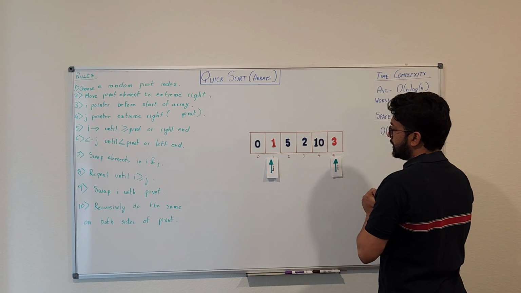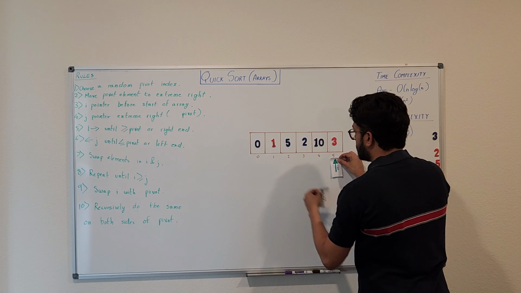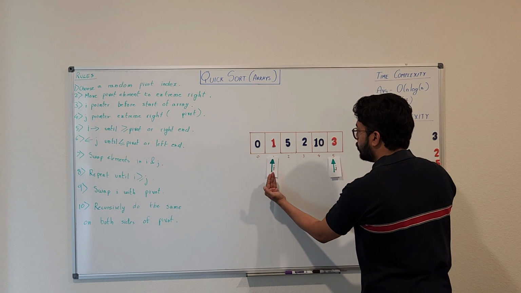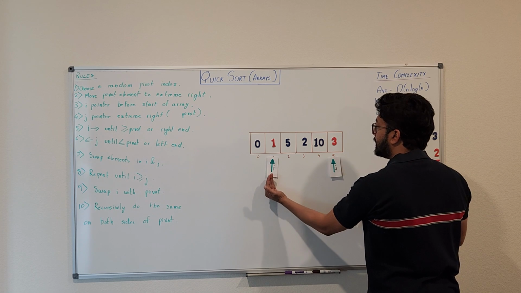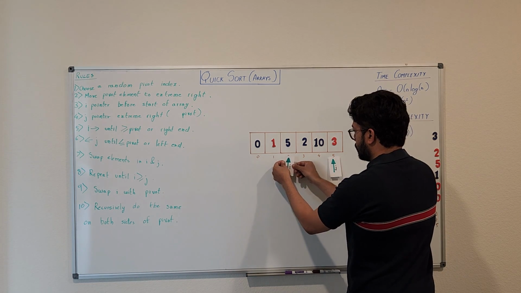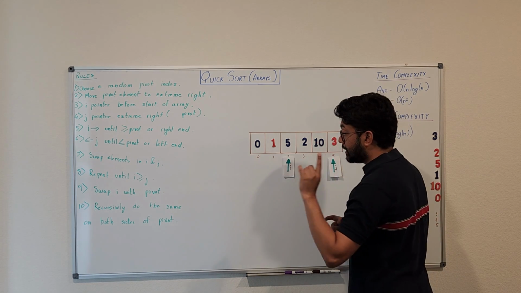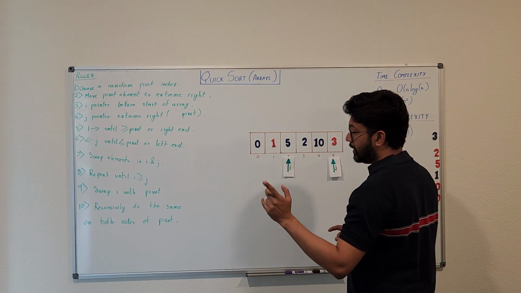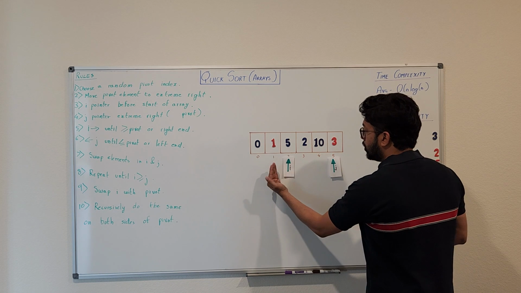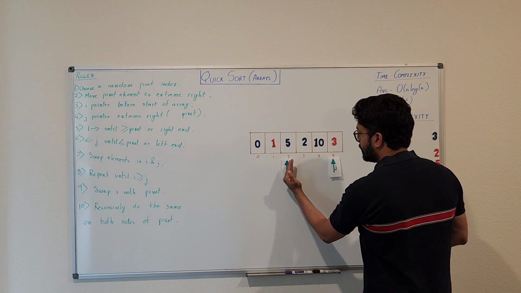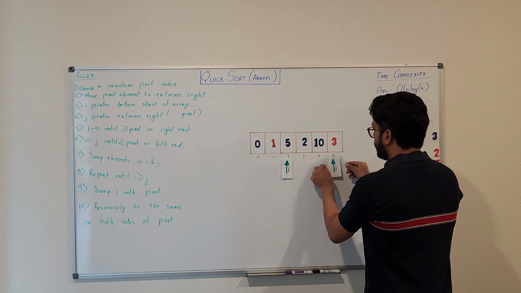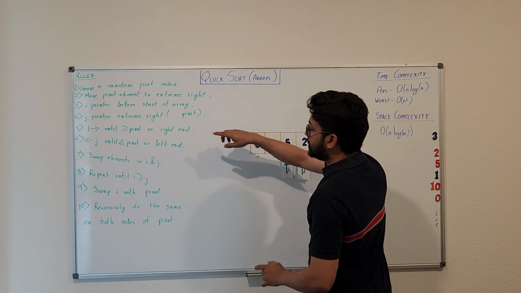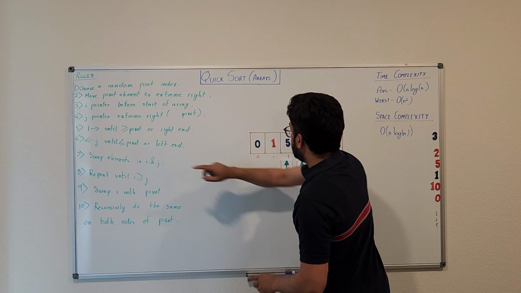Now again we do the same thing. This is i, this is j. Move i until you find an element greater than or equal to pivot. Okay, now remember, you have to move i first. If you move j first, your algorithm will end up in a wrong result. Always move i first. You move i until bigger than pivot. Okay, 5. This less than or equal to. Okay, now I've met this condition. Swap elements in i and j.